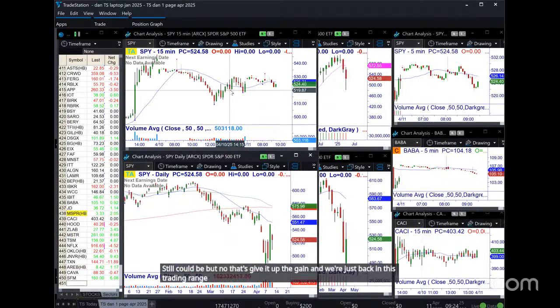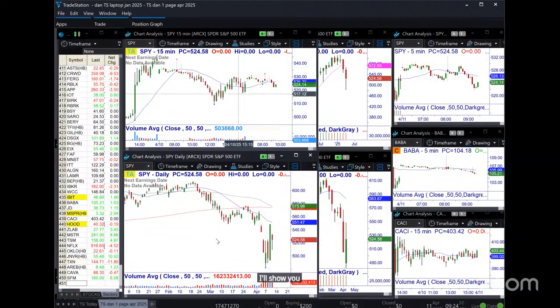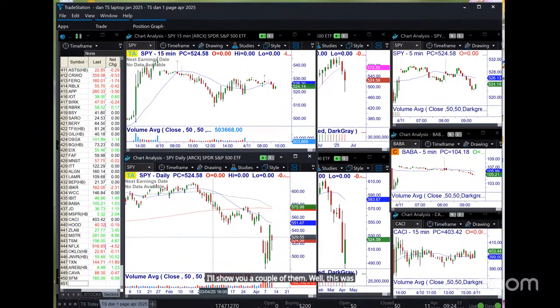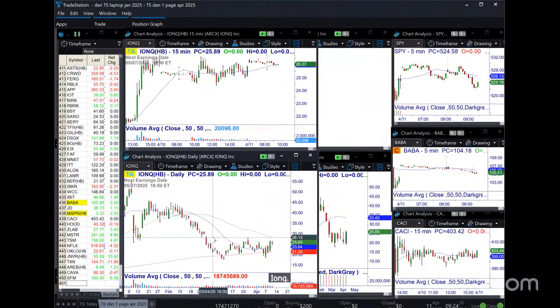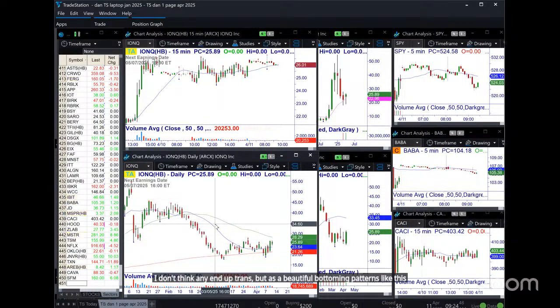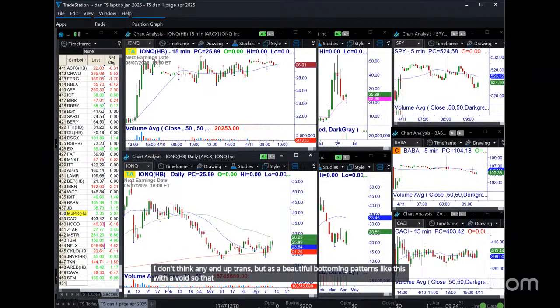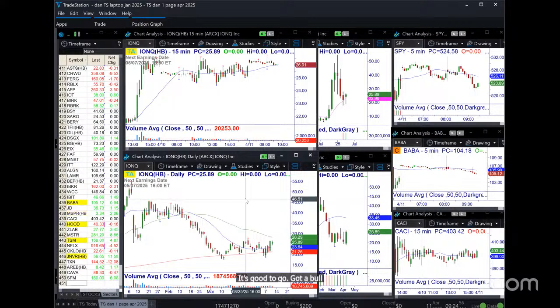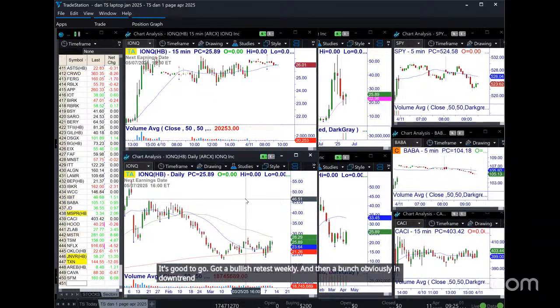But I posted a number of trade ideas here. Let me show you a couple of them. Well, this was from yesterday. IONQ, I have a ton of 123s. I don't think any in uptrends, but beautiful bottoming patterns like this with a void. So that I would take. Let it take out yesterday's high. It's good to go. Got a bullish retest weekly. And then a bunch, obviously, in downtrends where we'd just be trading the bounce.